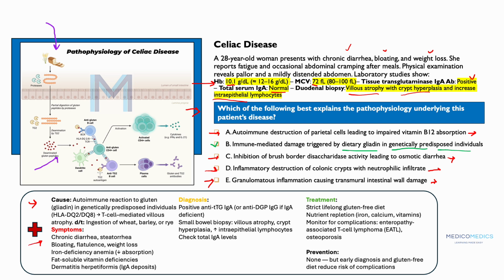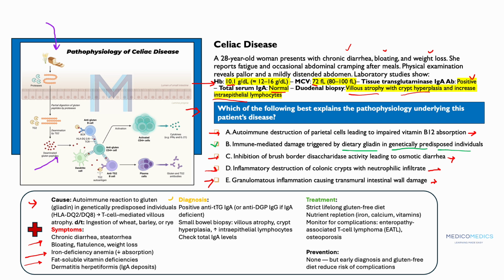What are the classic symptoms? Chronic diarrhea, steatorrhea, bloating, flatulence, weight loss, iron deficiency anemia, for example, due to malabsorption, deficiencies in fat-soluble vitamins, and a hallmark skin finding, which is dermatitis herpetiformis. So itchy blisters from immunoglobulin A deposits on the skin.